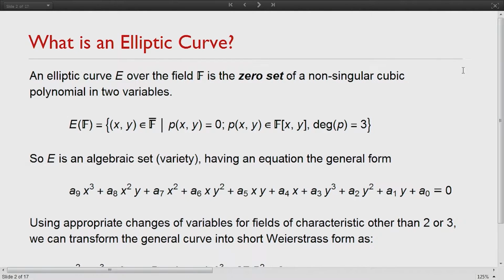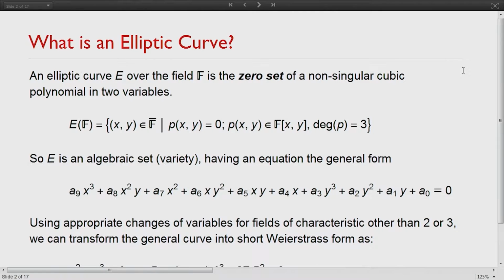So a little background. What's an elliptic curve? An elliptic curve over a field is the zero set of a non-singular cubic polynomial in two variables, at least in the basic sense, as the equation or the form indicates there, where the degree is 3. It's also an algebraic variety.